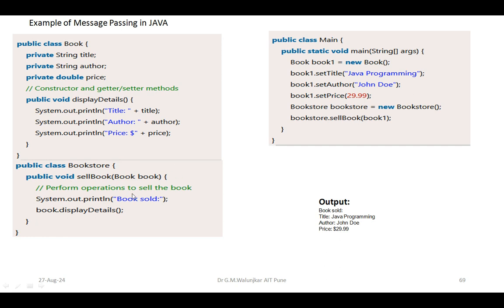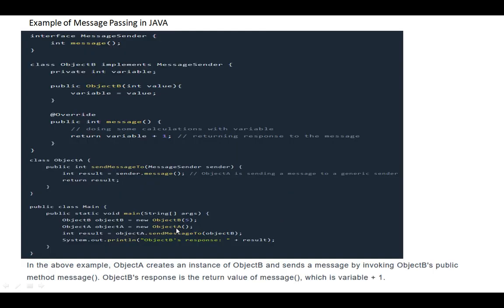It prints that the book is sold, and you can write the display function accordingly, book dot displayDetails. This displayDetails will print Java Programming, that is the title, author, and price of that particular book, by executing this function. In this fashion, message passing is performed in object-oriented programming.